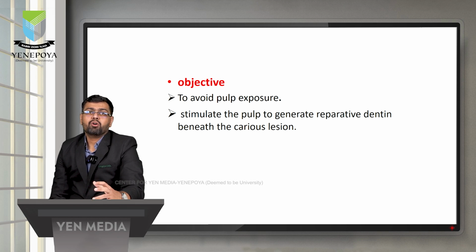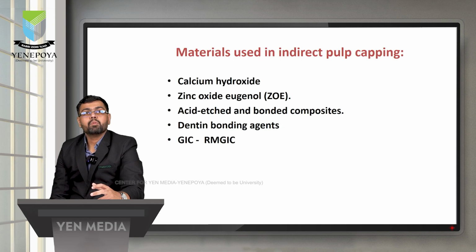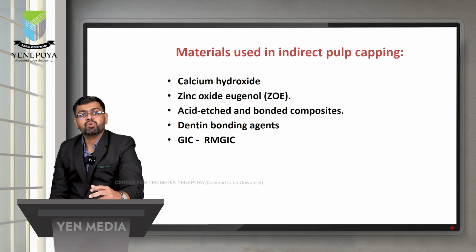Now let us go into the objective of indirect pulp capping. It is basically done, first, to avoid pulp exposure, and second, to stimulate the pulp to generate reparative dentine beneath the caries lesion. Now what are the materials used in indirect pulp capping? The first most commonly used material is calcium hydroxide, second is zinc oxide eugenol. Acid etched and bonded composite has also been used. Dentine bonding agents are also used, and among glass ionomer cements, resin modified glass ionomer is most commonly used.